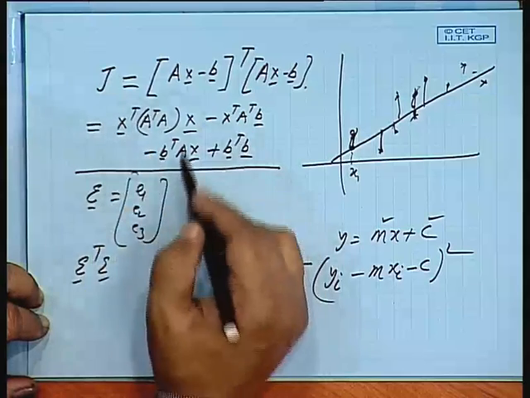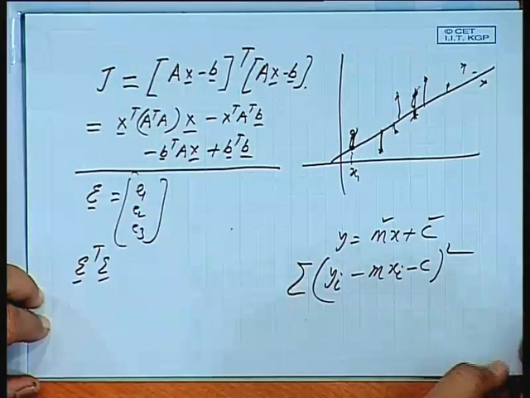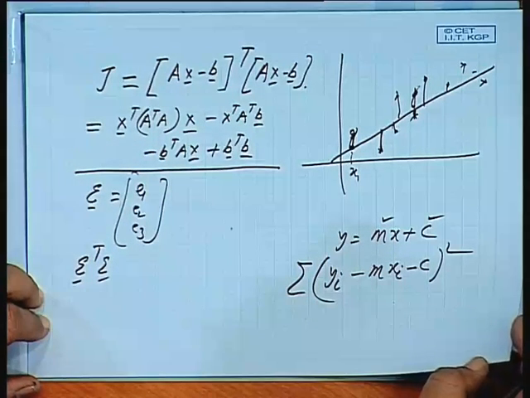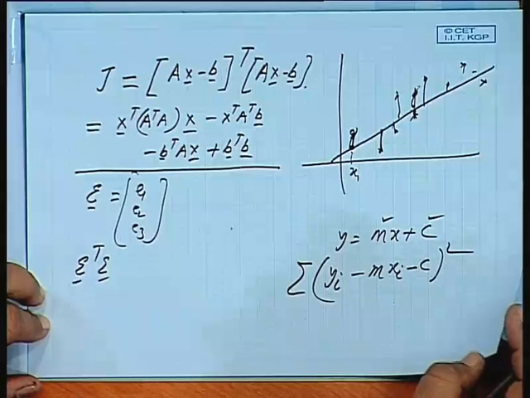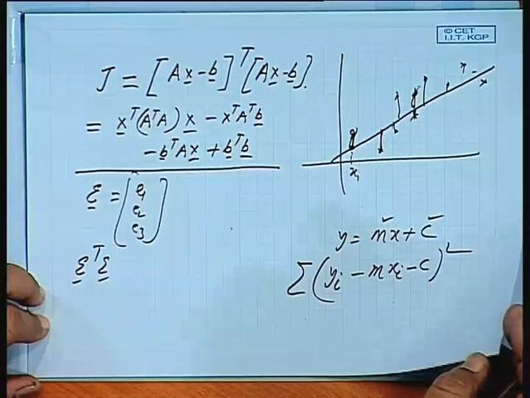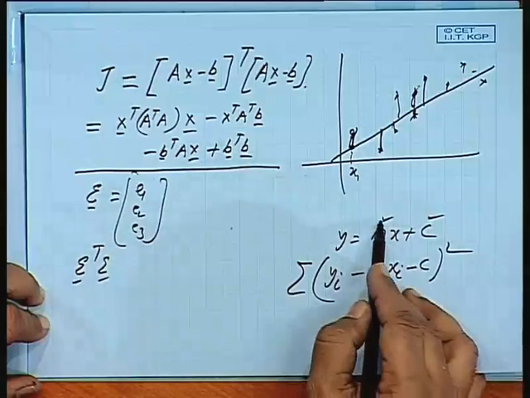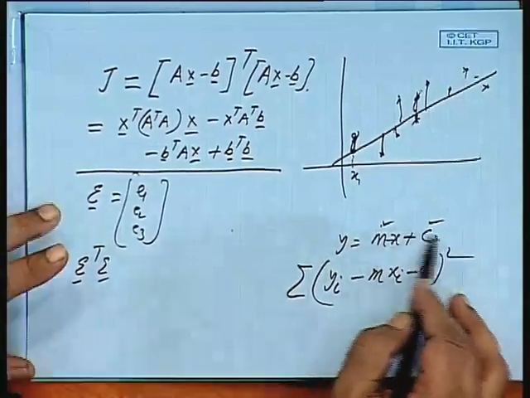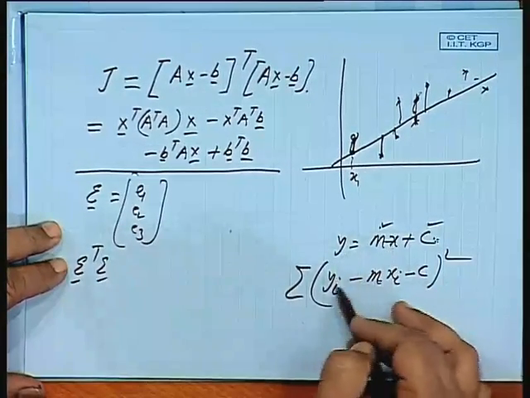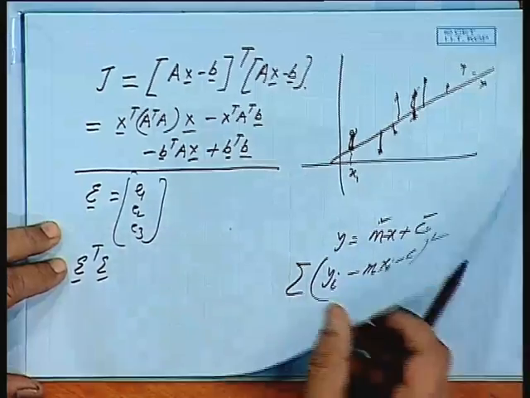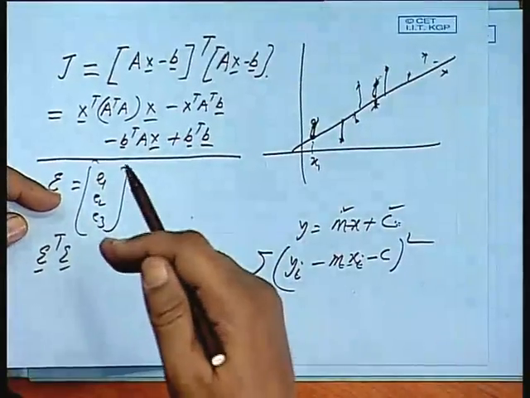Now, this is to be minimized with respect to the parameters. Here basically parameters are the variables x1, x2, x3. Here the parameters were m and c, but they are the ones which are variable, and these are the information which are known, yi and xi. So, parameters take the role of a variable.